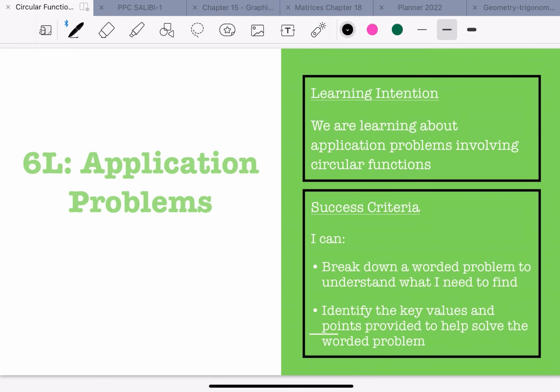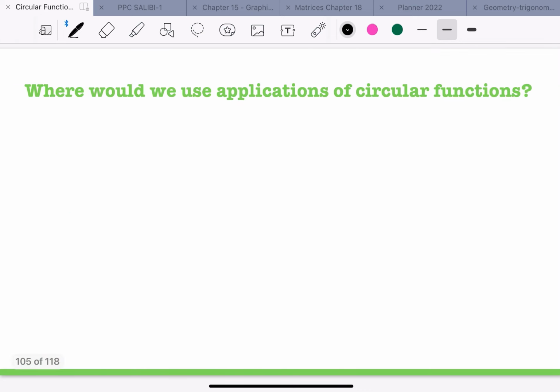Exercise 6L application problems. Today we are learning about application problems involving circular functions, and what you need to be able to do is break down a worded problem to understand what you need to find and then identify the key values and points provided to help you solve that worded problem.